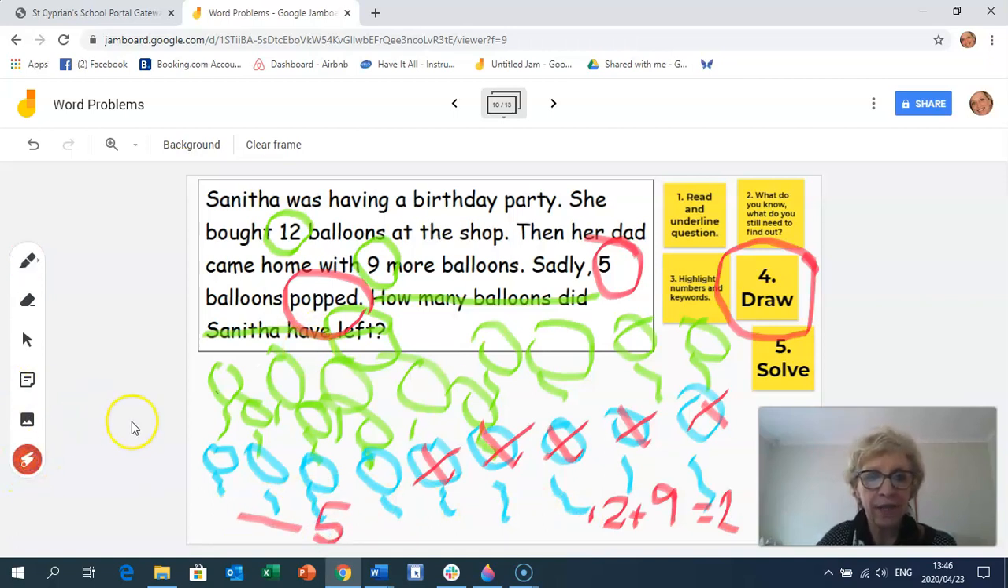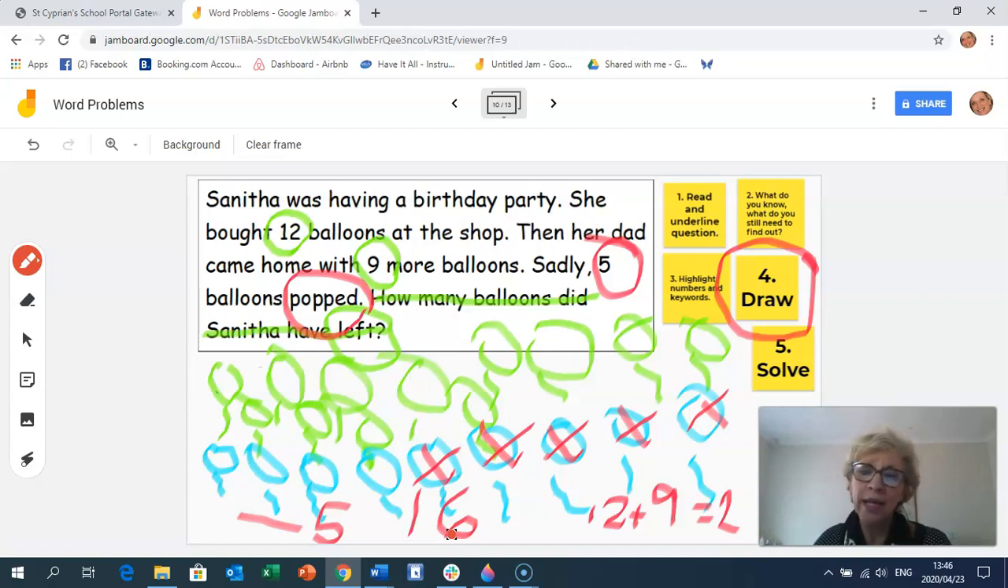How many have I got left? Let's count my green ones first. 1, 2, 3, 4, 5, 6, 7, 8, 9, 10, 11, 12, 13, 14, 15, 16. So 16 balloons left at the end. Need to use a pen. 16 balloons were left. It's a bit of a mess on that page, but I just don't have enough space, obviously.